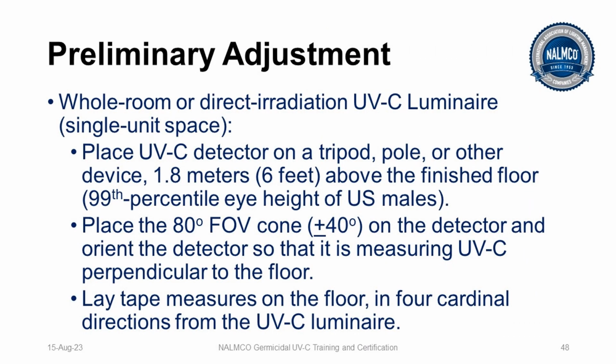So for preliminary adjustment of the whole room, we place the detector on a tripod, same thing, 1.8 meters, 6 feet above the finished floor. Use the field of view cone, usually lay a tape measure down, or again, mark the location with painter's tape. And I take measurements in 4 cardinal directions, meaning that I may point it directly at the fixture, 90 degrees to the right, directly opposite, and then 90 degrees to the left of the fixture.